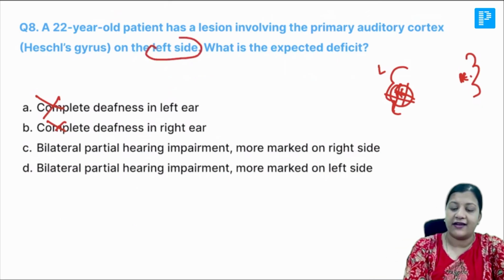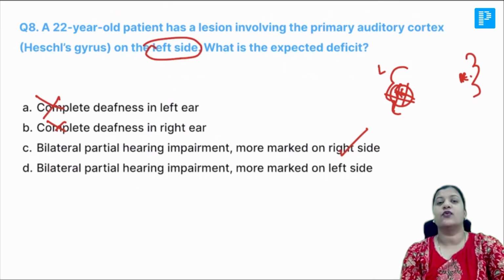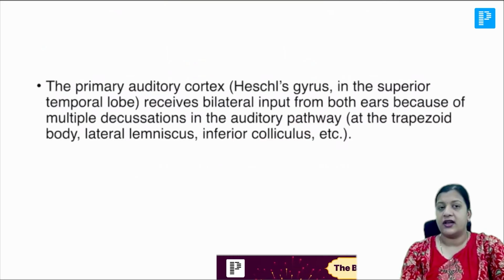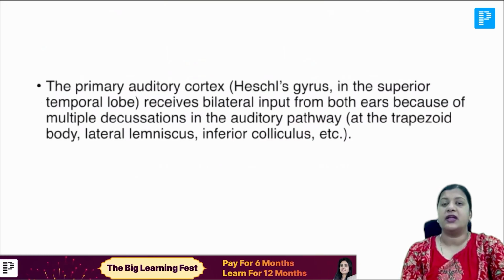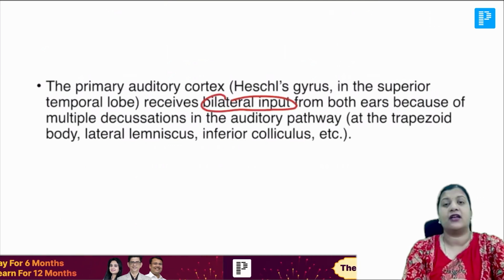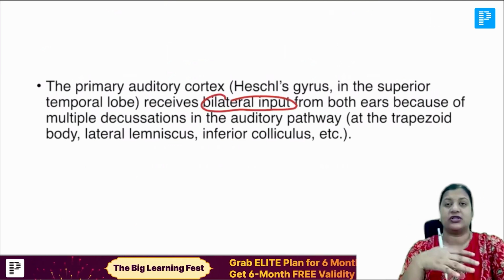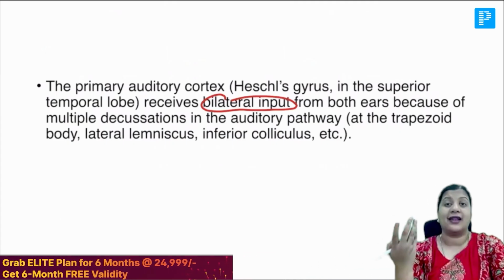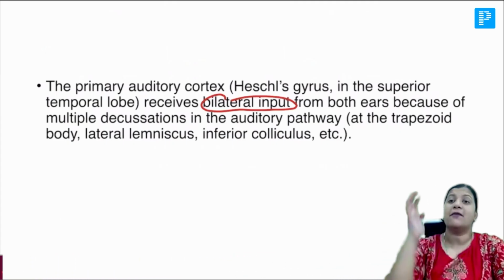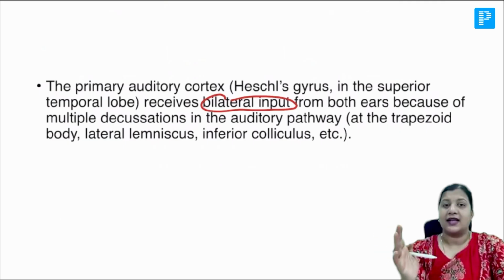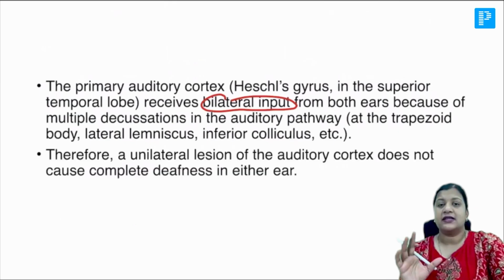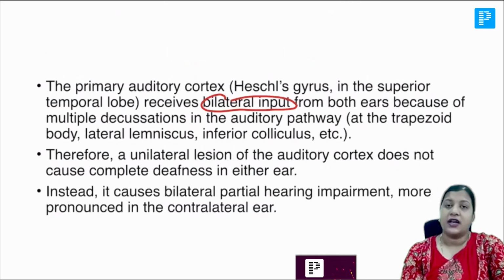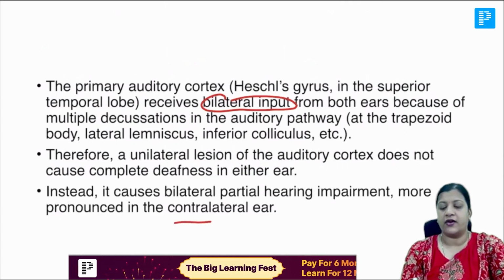So, if we are talking of the left side, hearing loss will be more on which side? Towards the right side. The primary auditory cortex is the Heschl's gyrus in the superior temporal lobe. It receives bilateral innervation because of multiple decussations at the level of the trapezoid body, the lateral lemniscus, and the inferior colliculus. As a result, bilateral hearing loss would not happen if only one side of the cerebral cortex is involved. Okay. Now, if there is a unilateral lesion of the auditory cortex, it will not cause complete deafness. It will cause partial hearing impairment, more pronounced on the contralateral ear.